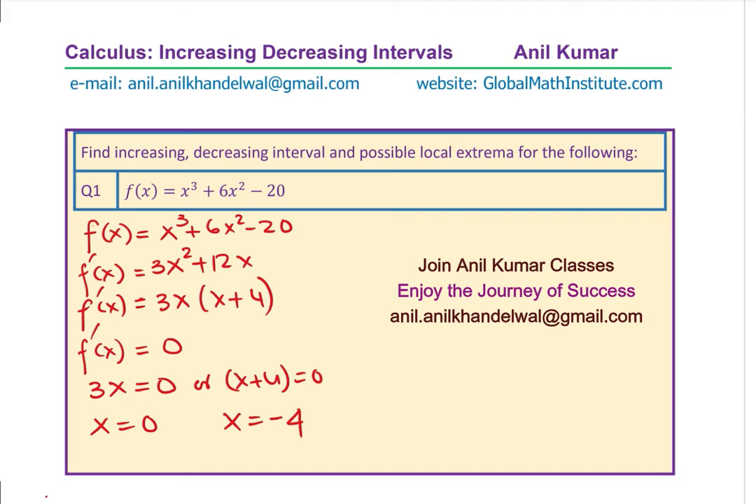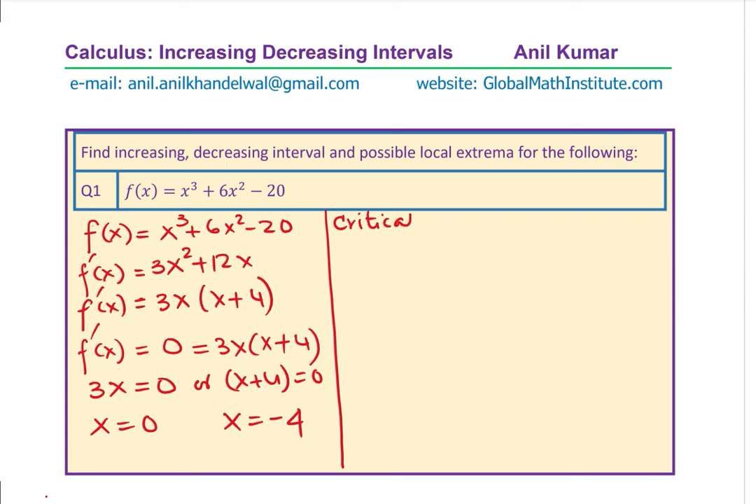So we have two critical numbers here which are 0 and minus 4, right? How did we get that? We equated the derivative, which is 3x times x plus 4, to 0. And then we found the critical numbers. So now we have the critical numbers. Let me write down here. We have critical numbers which are x equals 0 and x equals minus 4. These critical numbers will be analyzed.